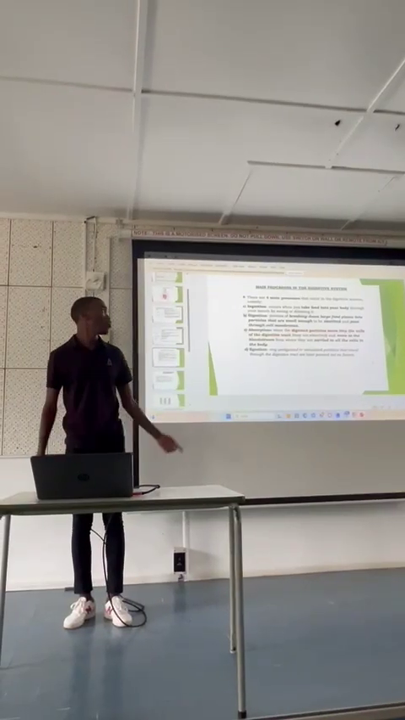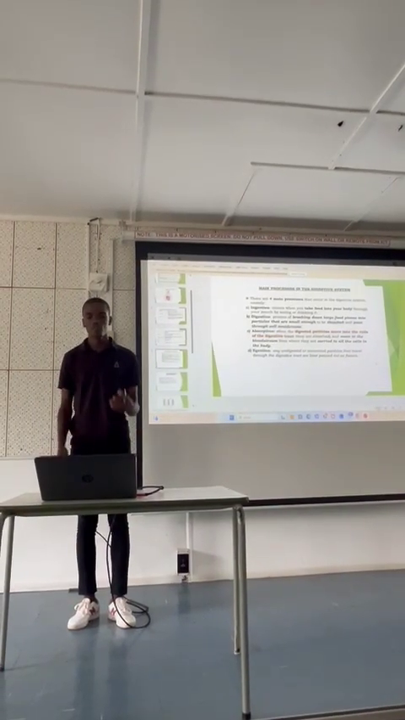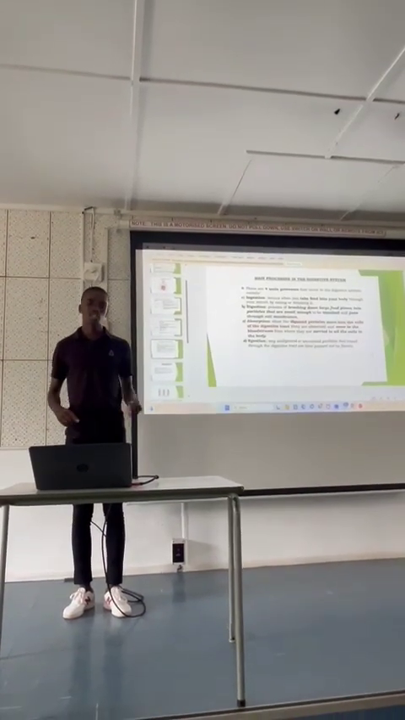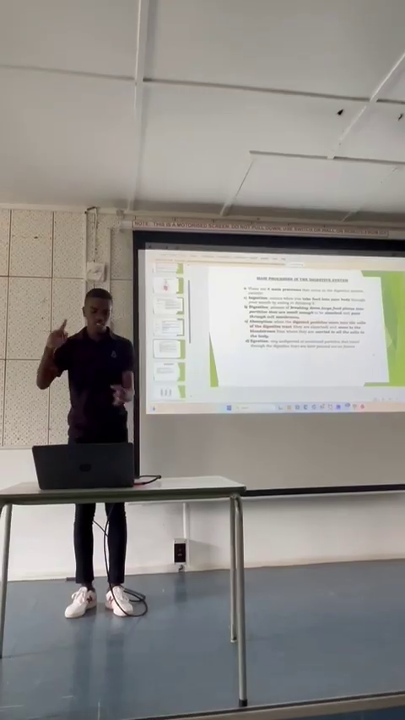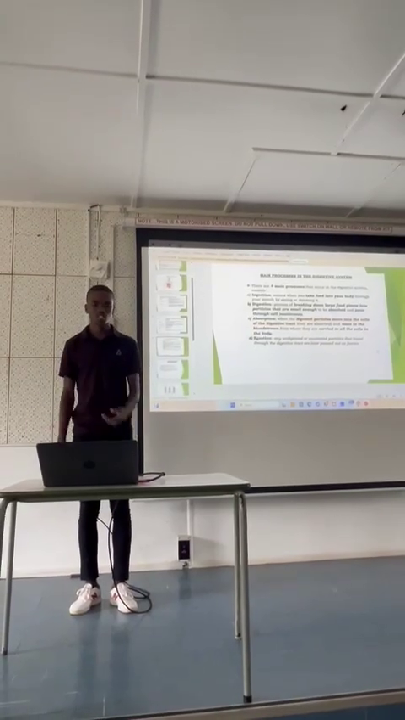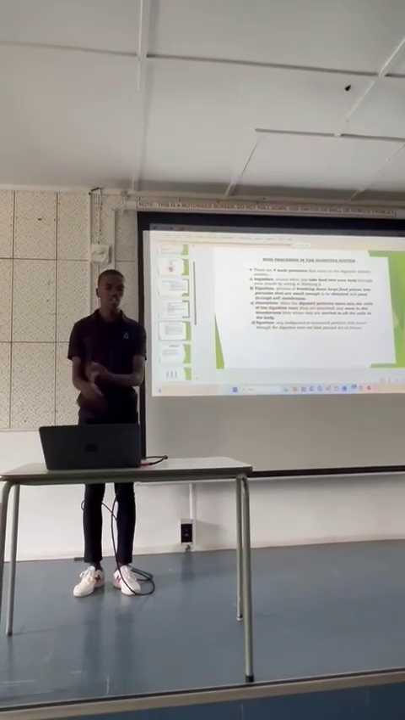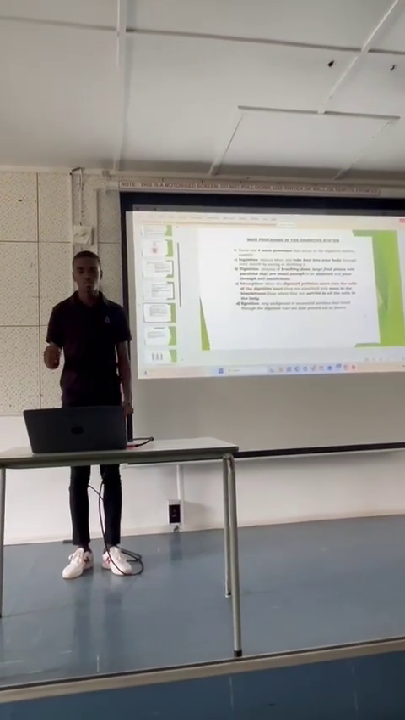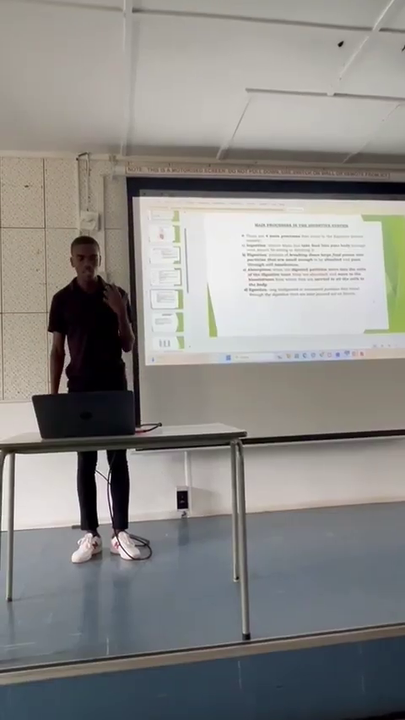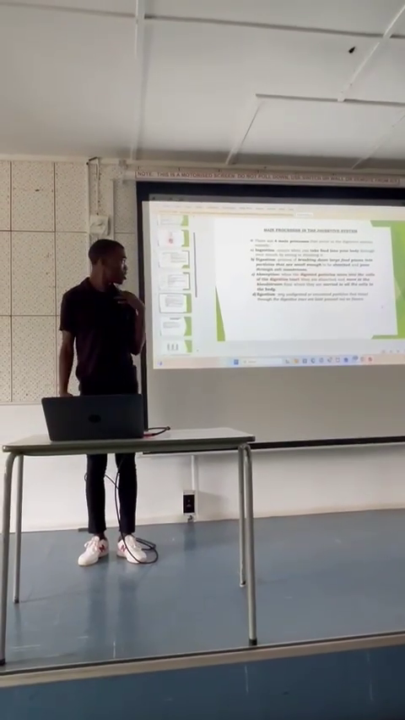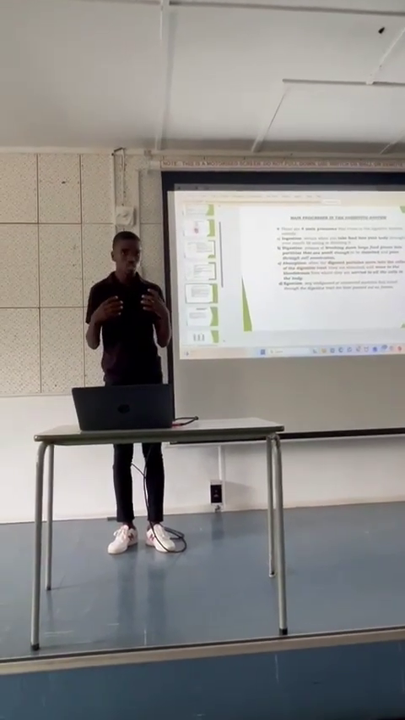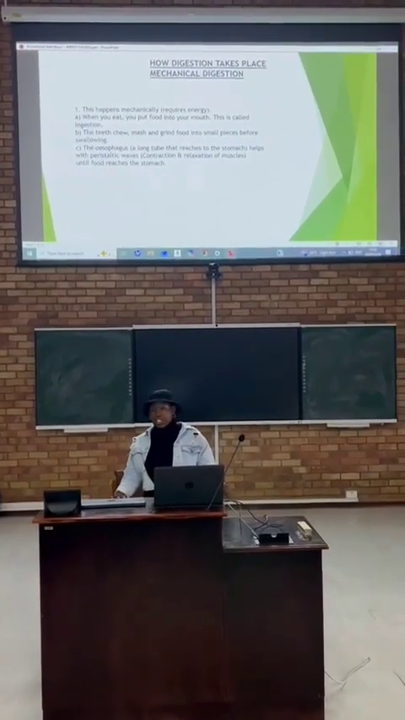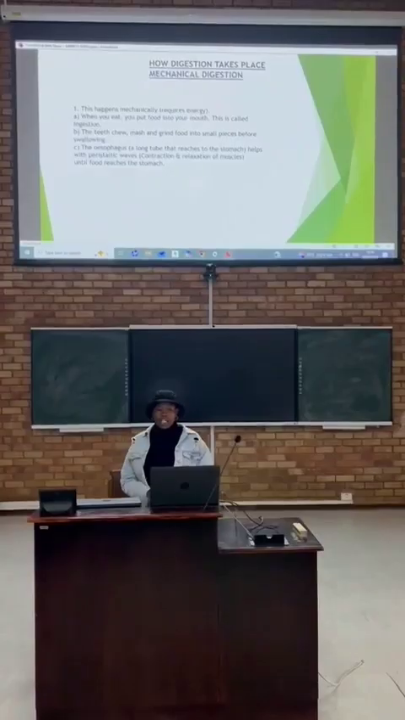In the digestive system, we have four main processes that occur. We have ingestion, digestion, absorption, and egestion. Ingestion occurs when you take food into your body through your mouth by eating or drinking it. What does that mean? When you take food into your body by eating it, we have two types of digestion, which is mechanical digestion and chemical digestion.